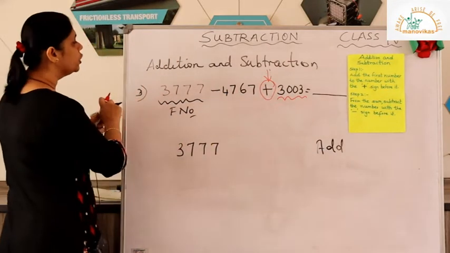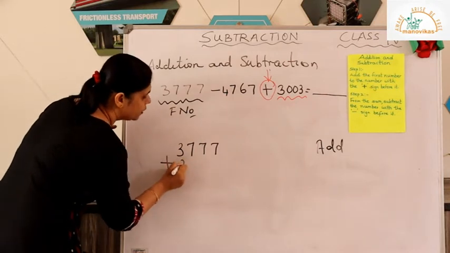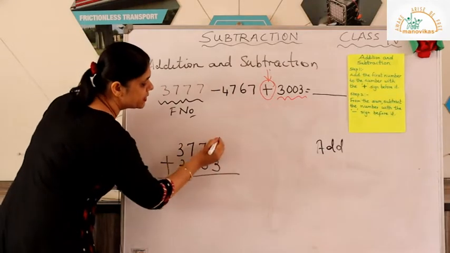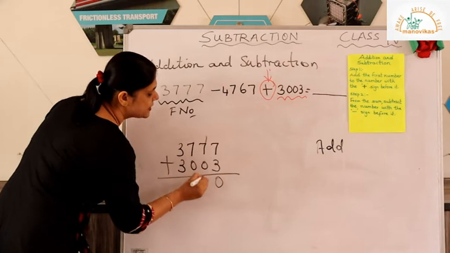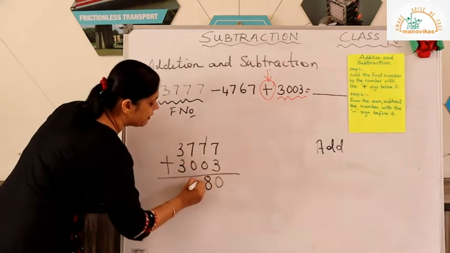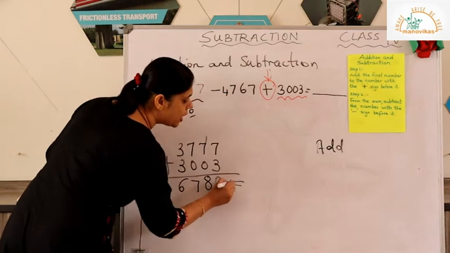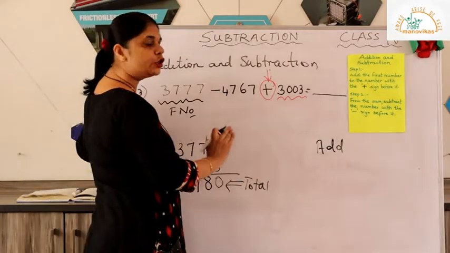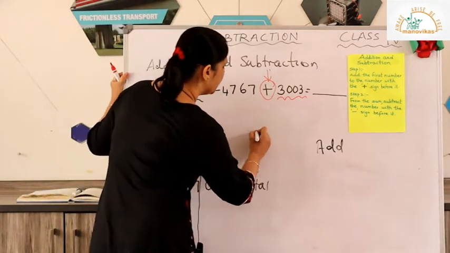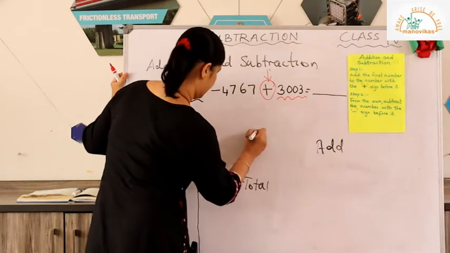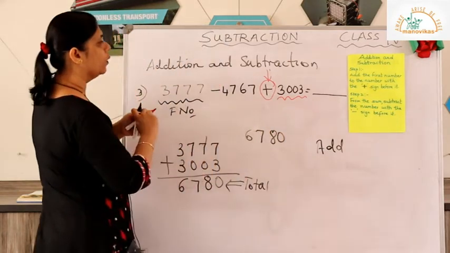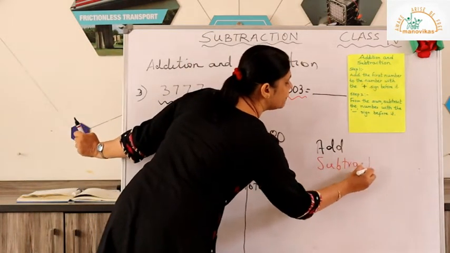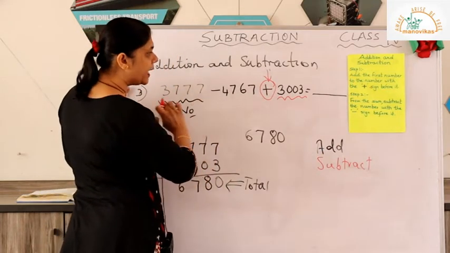So now what you will do? You will add 3003 to 3777. So 7 plus 3, 10, correct? 7 plus 1, 8. 7 and 6. So what is this called? The sum or the total. Now follow the step 2. In the step 2, from the total, that is 6780, we are going to subtract the number which has the minus sign before it. Now which is the number which has a minus sign here?